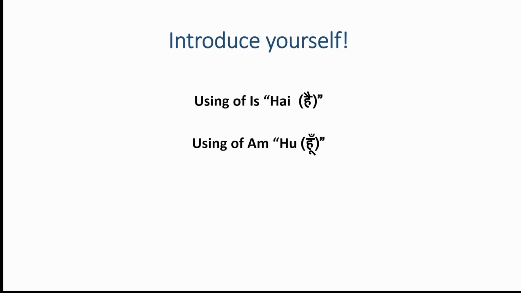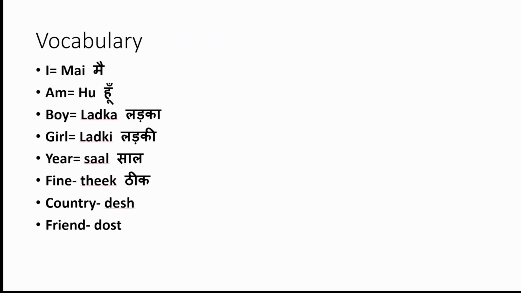Here we will start. If you have a notebook, please write the meaning of is means hai. If you do not have a notebook, please get a notebook and a pen and make your own notes. It will help you a lot. So the meaning of is means hai. The meaning of am is hoon. I have written in Roman script as well as in Devanagari script. Okay. We will use this vocabulary.